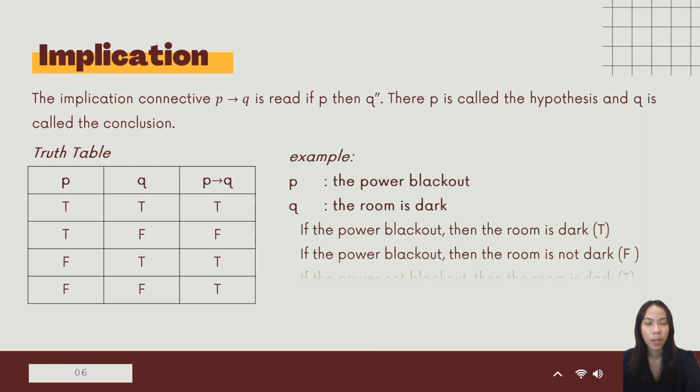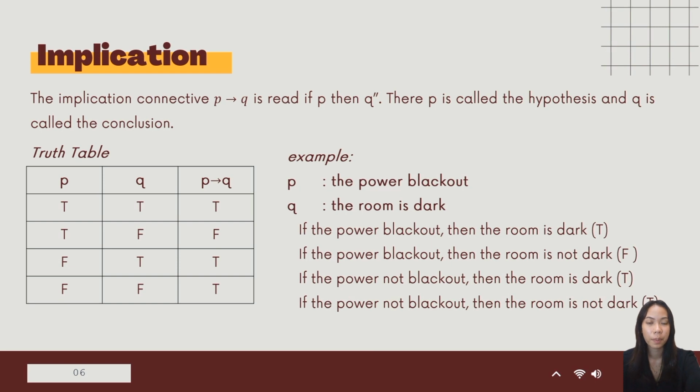For example, premise P, the power blackout. Premise Q, the room is dark. If the power blackout, then the room is dark, it's true. If the power blackout, then the room is not dark, it's false. If the power not blackout, then the room is dark, it's true. If the power not blackout, then the room is not dark, it's true.